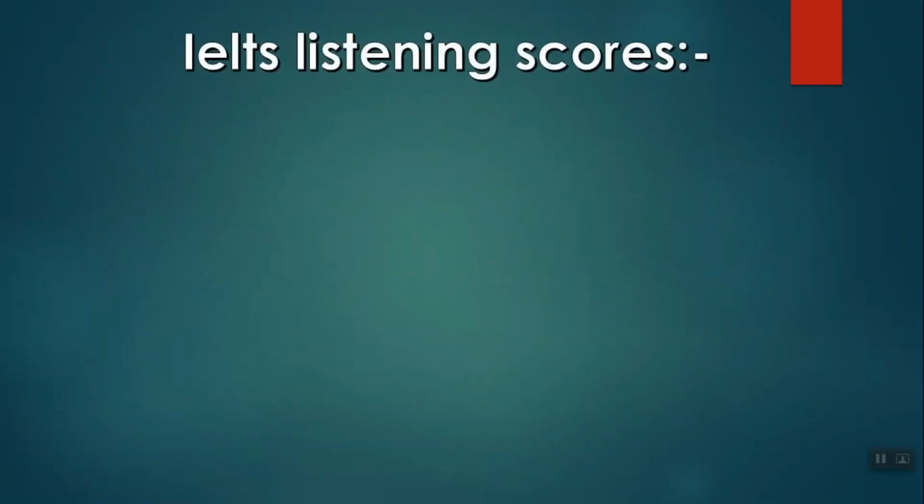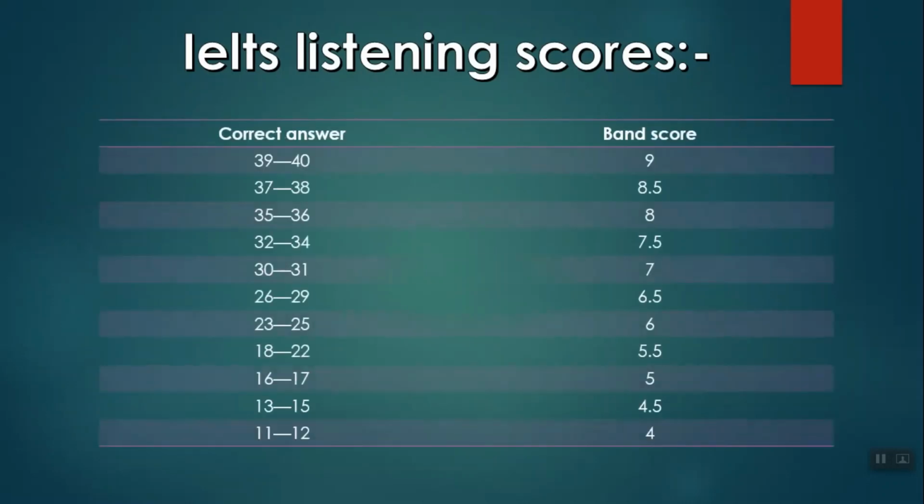So let us see the IELTS listening scoring format. If you correctly answer 39 or 40 questions, you will be scoring 9 bands. If you are scoring 37 or 38, then you will be scoring 8.5. If it is 35 or 36, you will be getting 8 bands. Or if you are scoring 32 to 34, you will be getting 7.5 bands. Or lesser than that is as follows.